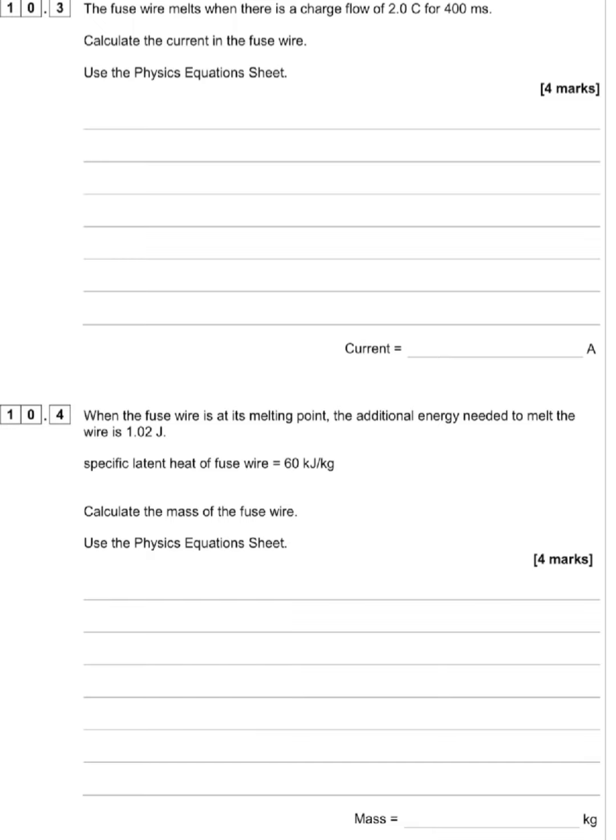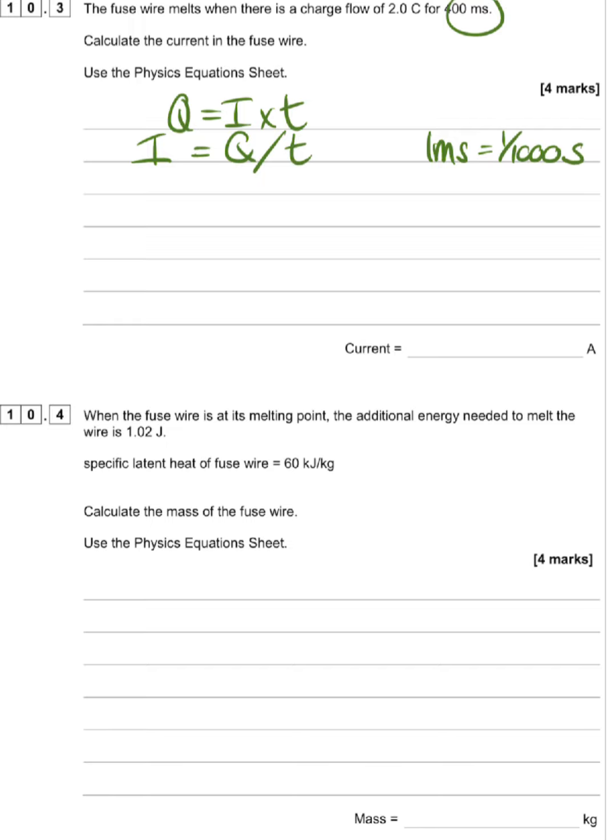So here we need to go to our formula sheet and find the charge is equal to current times time formula. And we want to rearrange that to make current the subject. So current is charge divided by time. But we need to spot here that we are given a time of 400 milliseconds. And remember, 1 millisecond is 1,000th of a second. So we need to convert that first of all. So our charge is 2 coulombs, dividing it by our time of 400 milliseconds, converted into seconds, which gives us a value of 5 amps.